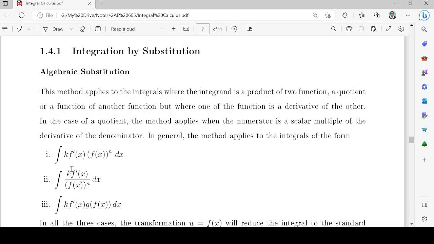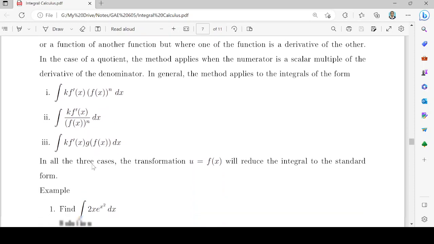In the case of the quotient, we have something similar to the product. But in this case, in particular, it is the numerator that should be the derivative of the denominator. Then the third case is the composite function. And in the composite function, the derivative should appear in the integrand. So in all the three cases, one of the important things is that the derivative should appear in the integrand. We have a function f of x and its derivative.